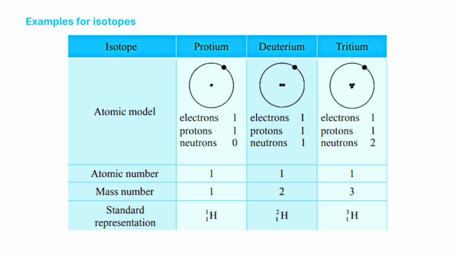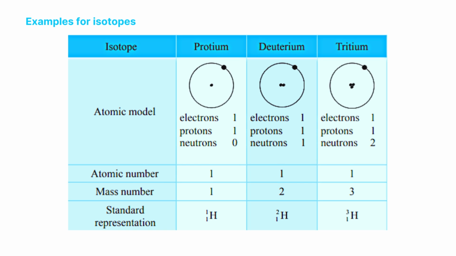So if we look at deuterium, it has atomic number 1. So protons 1, and electrons 1. The mass number is 2. So you all know mass number is protons plus neutrons. So here, if protons is 1, then the neutrons should also be 1.